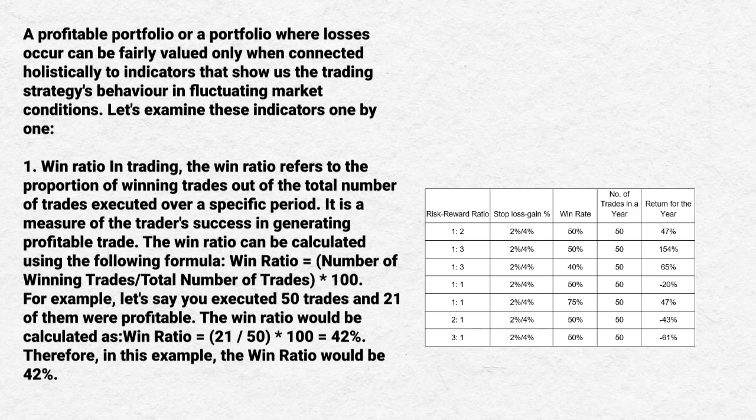For example, let's say you executed 50 trades and 21 of them were profitable. The win ratio will be calculated as win ratio equals 21 / 50, times 100, equals 42%. Therefore, in this example, the win ratio will be 42%.